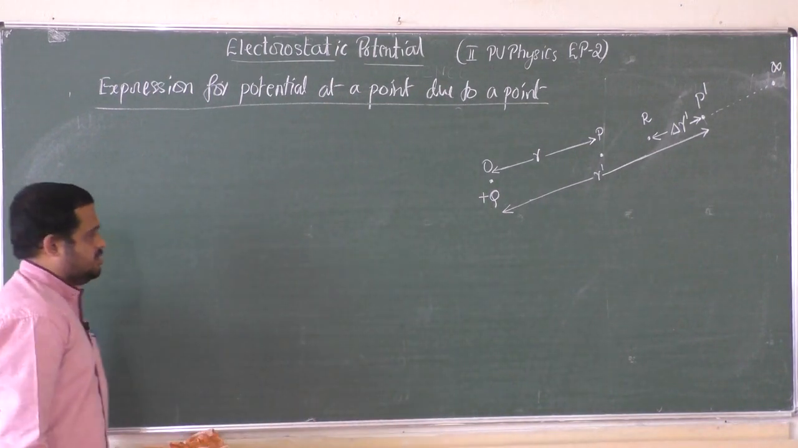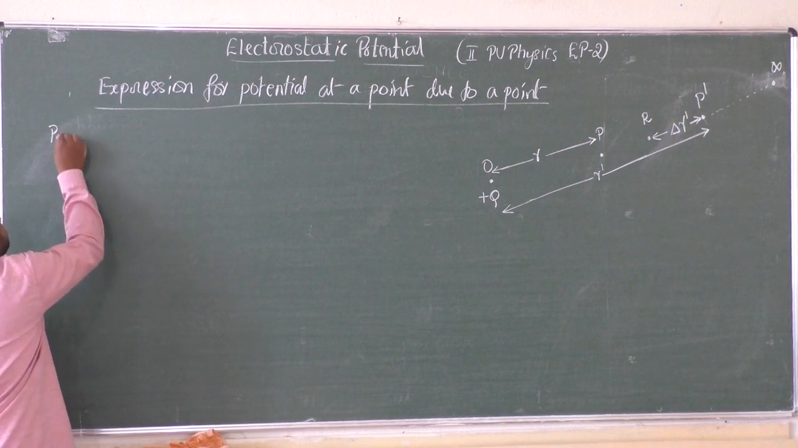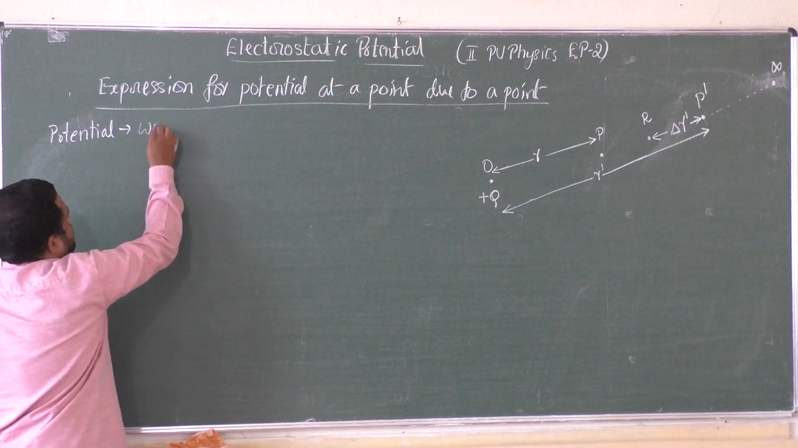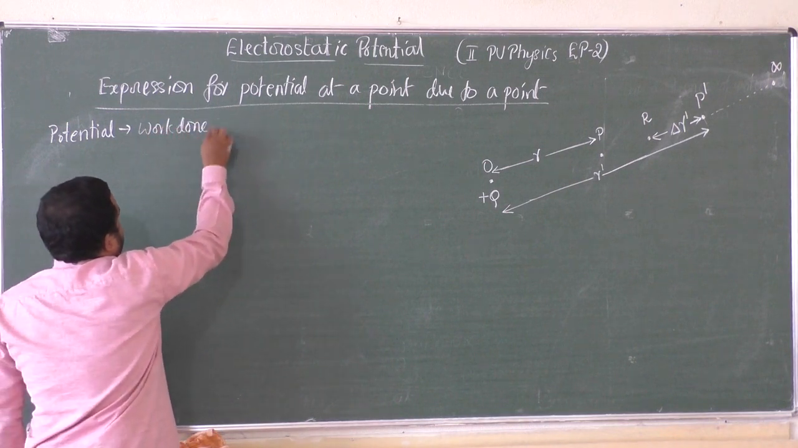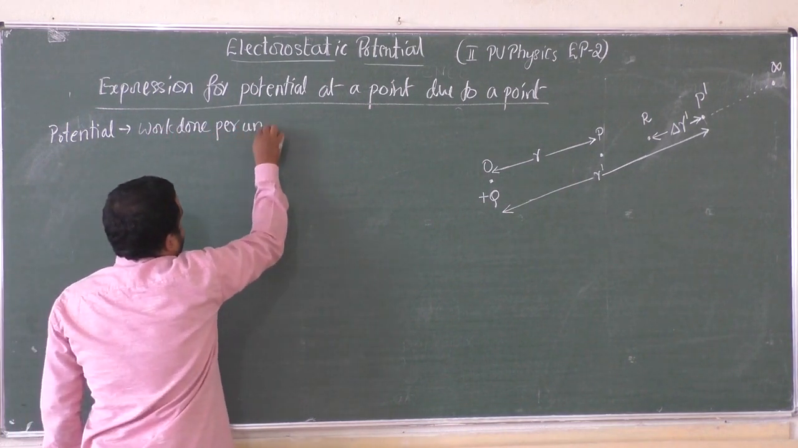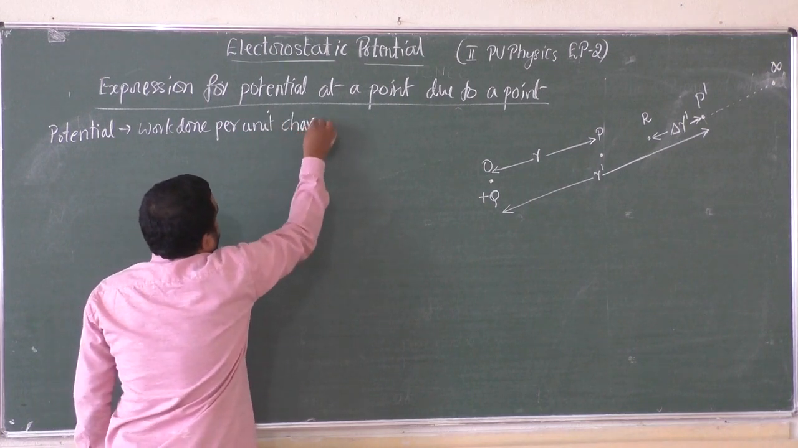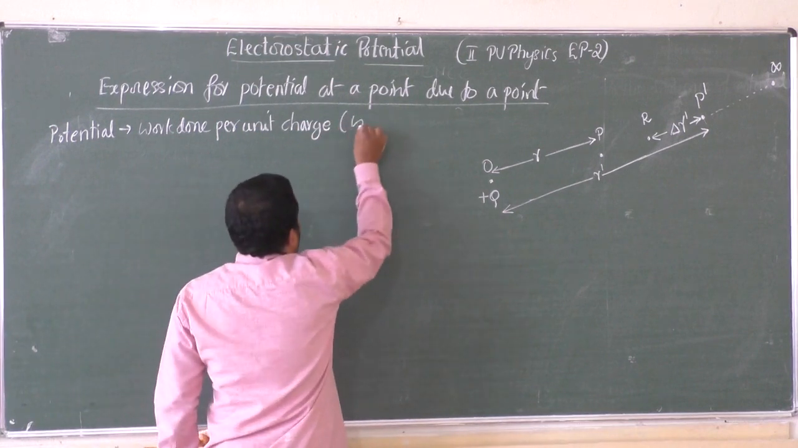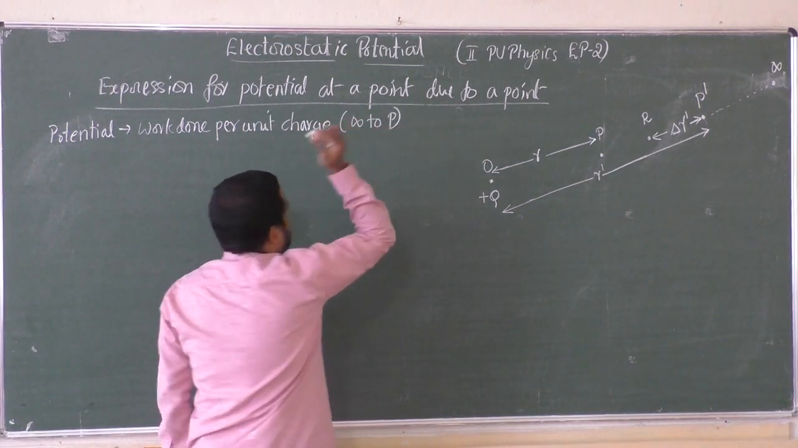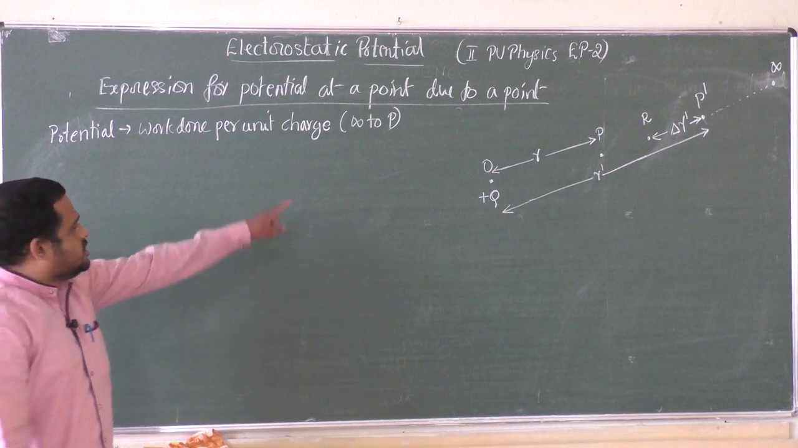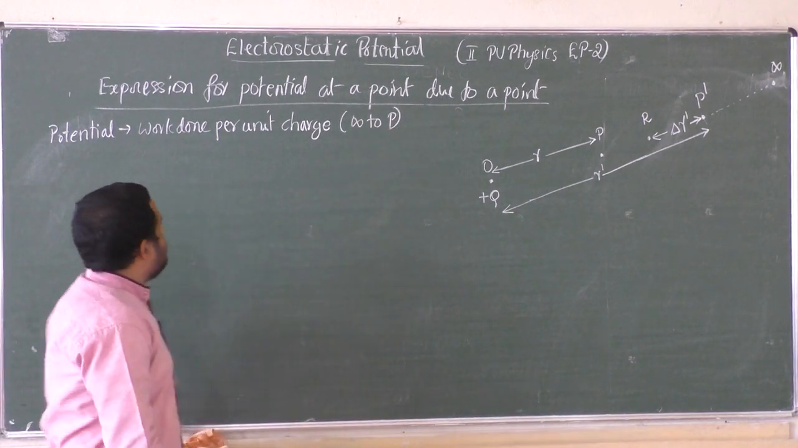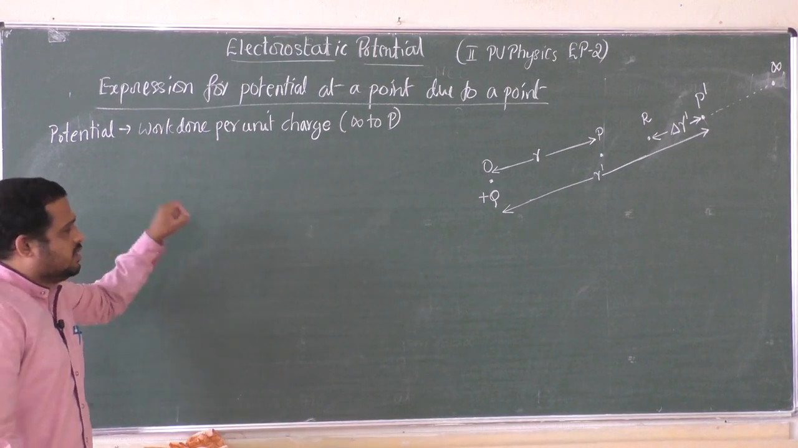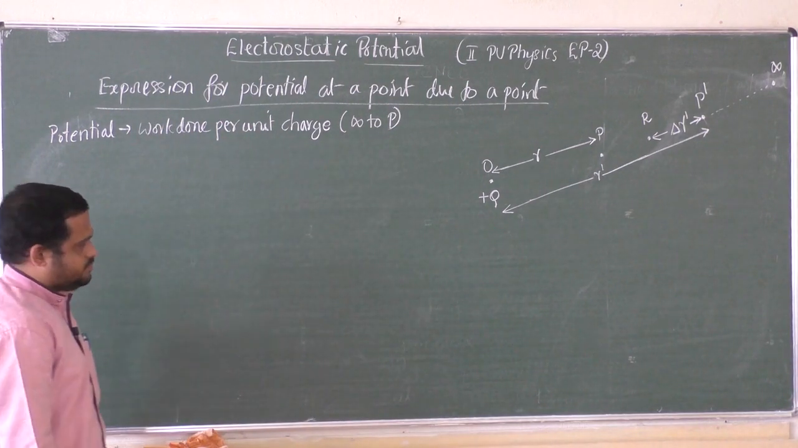Now we know the definition. What is electric potential? Electric potential at a point is nothing but the work done per unit charge in bringing that charge from infinity to point P. Potential at point P is the amount of work done per unit charge in bringing that charge from infinity to that point against the electric field.